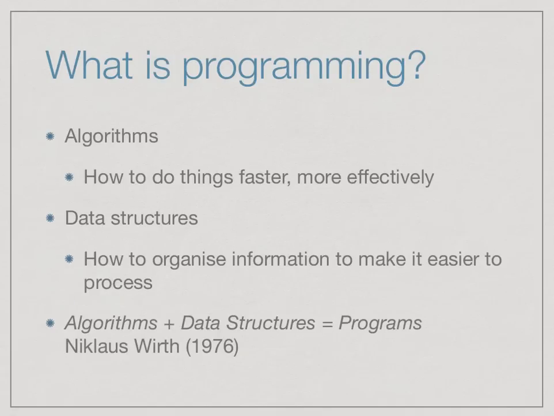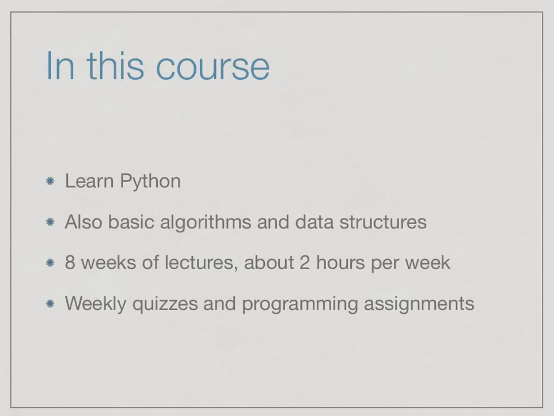So what is programming all about? Well, it essentially boils down to two things. One is algorithms. These are techniques to do things faster and more effectively. The other thing is data structures. So how do you organize information to make it easier to process? In fact, a long time ago, a very famous computer scientist called Niklaus Wirth, who designed the programming language Pascal, wrote a book called Algorithms plus Data Structures equals Programs, which emphasizes the fact that programming is nothing more than a combination of these two concepts.